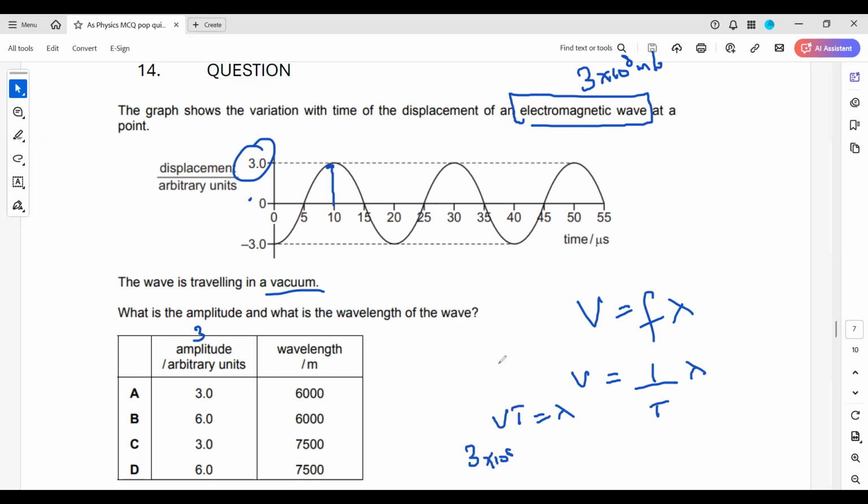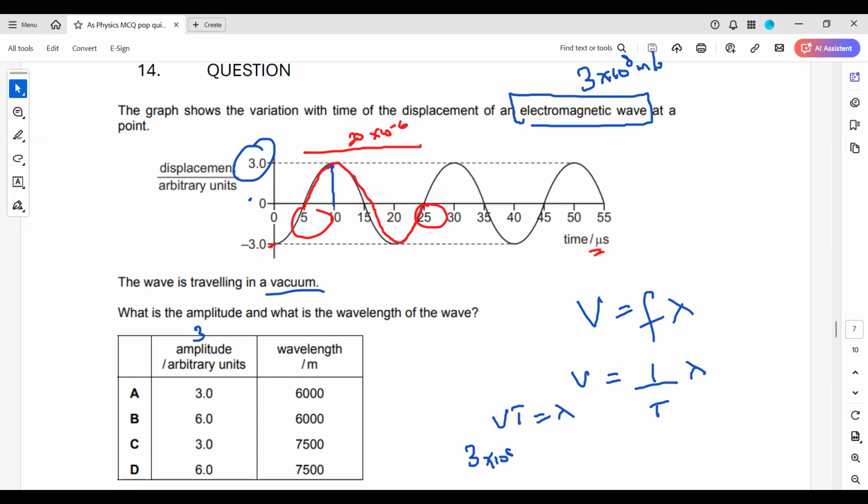What about the time period? The time period is the time to complete one oscillation. You can start from here, from one trough to another trough. Like if you start from here, this is one complete oscillation. Or you can also take one complete wave, one complete crest and one complete trough. So it starts from 5 and ends at 25. So the duration is 20 microseconds, because the unit is micro. So 20 times 10 to the power minus 6.